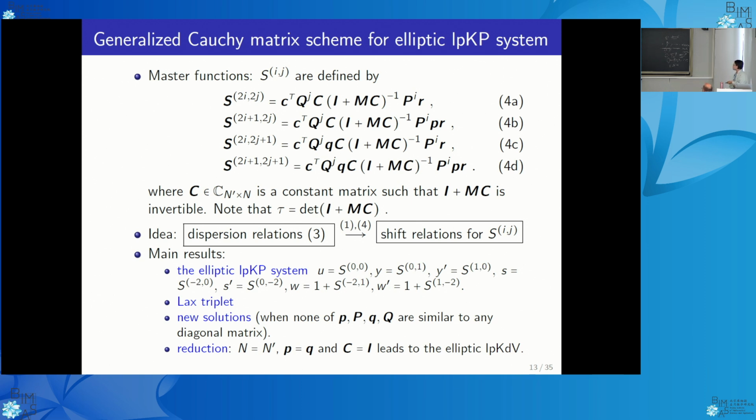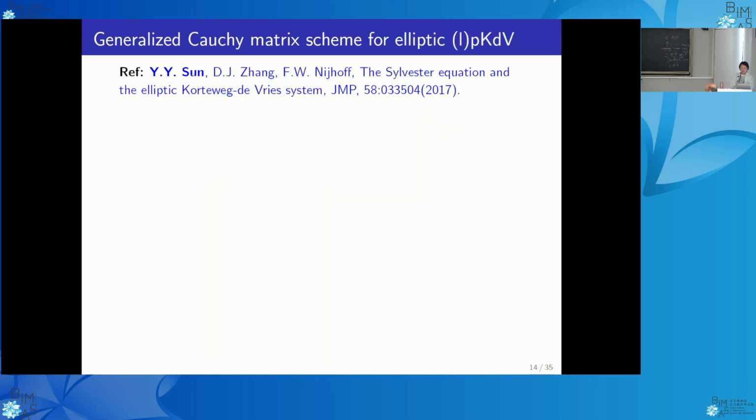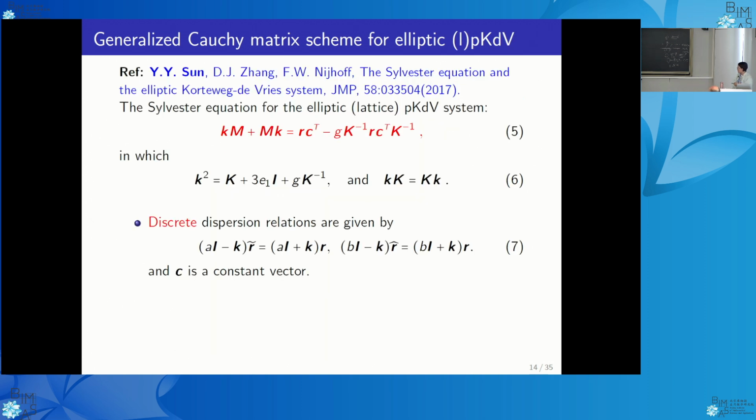Also, we can do the dimensional reduction by setting N equal to N prime, P equal to Q, and C the identity matrix. We can get the elliptic lattice potential KdV system. But in practice, this is not that easy to work out. So we start from the Sylvester equation for the elliptic lattice potential KdV system in the form 5.